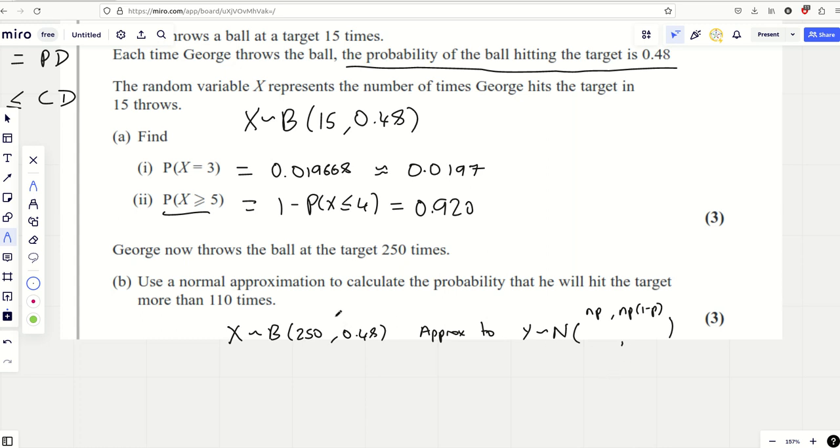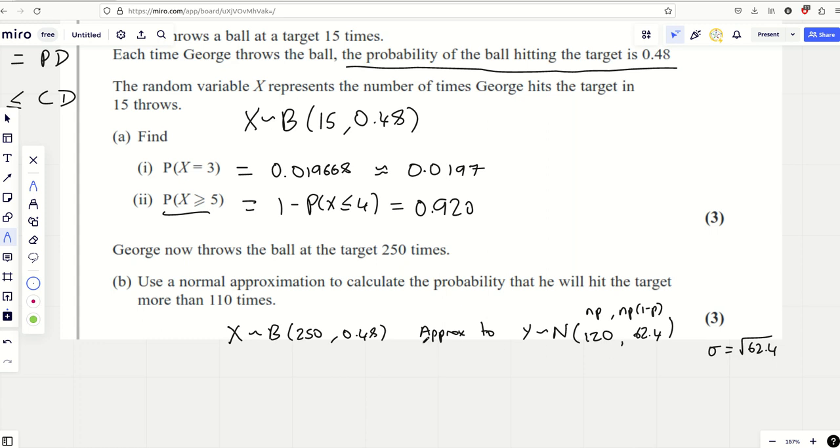Now n times p, I'm just going to quickly do that on my calculator. 250 times 0.48 is 120. Let me just check that. 250 times 0.48 is 120, and then we're going to times by 0.52, and with that last answer we get 62.4. But remember, I always write this down, that I'm going to use the square root of 62.4 because I want the standard deviation for my calculator.